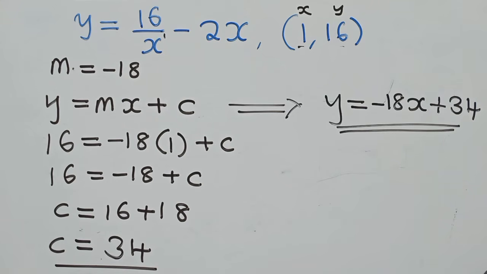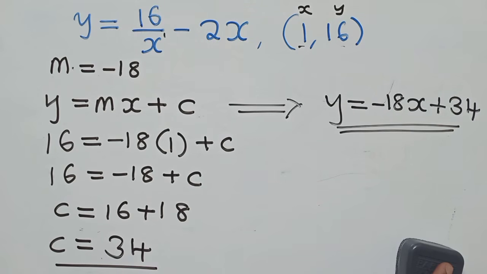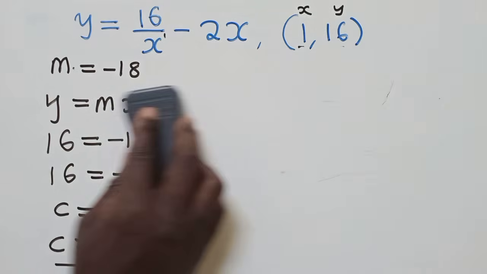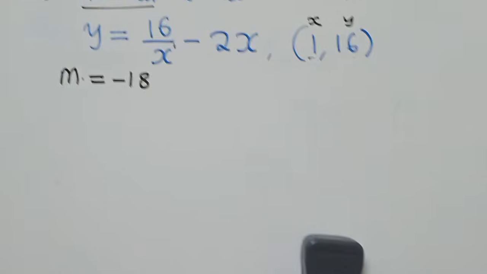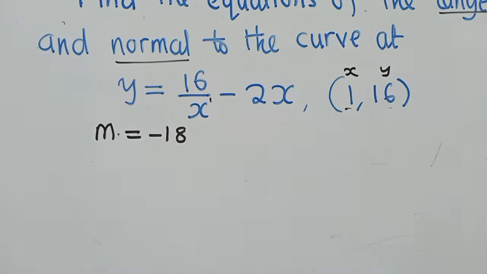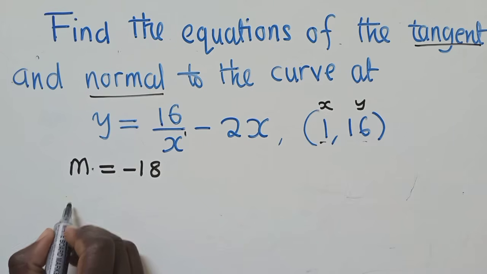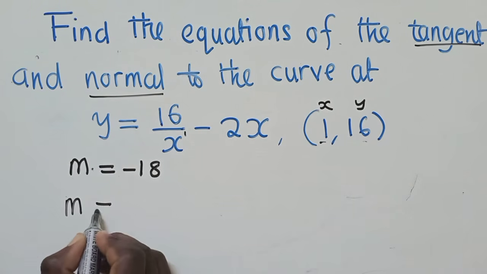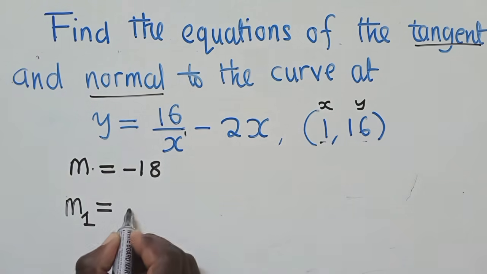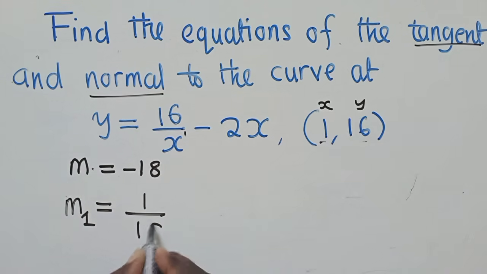Now we go to normal, normal to the curve. Remember the question said we find the equation of the tangent and normal to the curve. Now for normal, you do all the steps up until you reach this point where you found the gradient. So now for normal, we will change the gradient. We call it gradient 1. So for normal, this is the gradient.